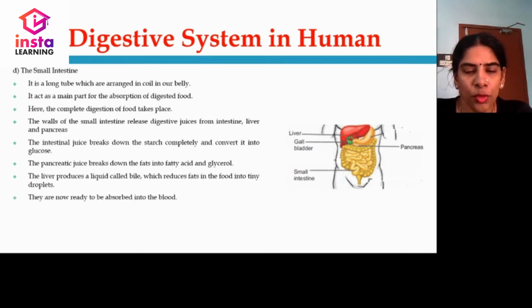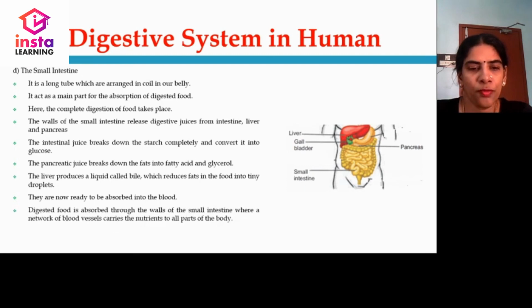Now, the food is ready for absorption into the blood. Digested food is absorbed through the walls of the small intestine, where a network of blood vessels carries the nutrients to all parts of the body. So, the small intestine is a long coiled tube. It acts as the main part for the absorption of digested food.